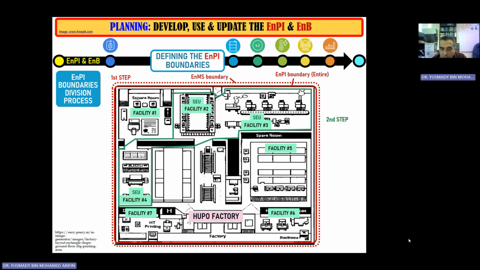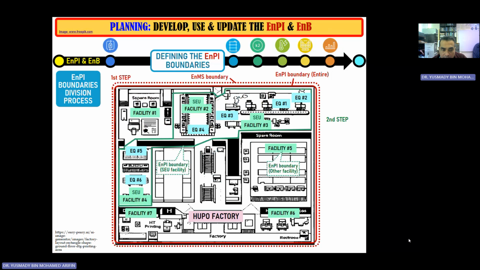The second step, we need to identify the facilities that are considered as SEU, significant energy use. For this case, facilities number 2, number 3, and also number 4 are considered as SEU, the facilities that consume more energy compared to the other facilities. So we have the EnPI boundary which refers to the SEU facilities, and the other facilities not included in SEU, we consider as the EnPI boundary for the other facilities.